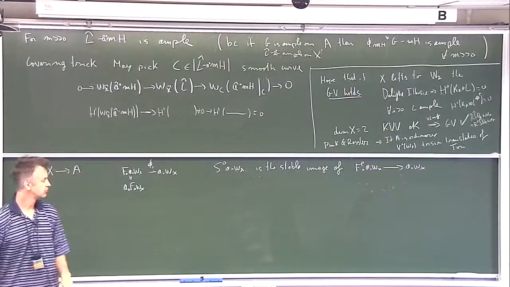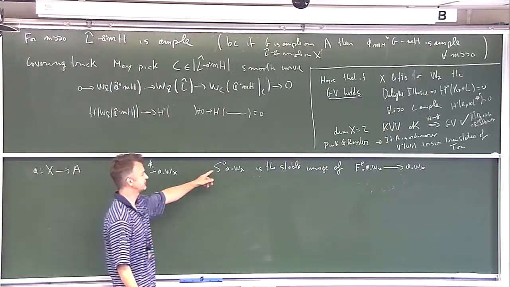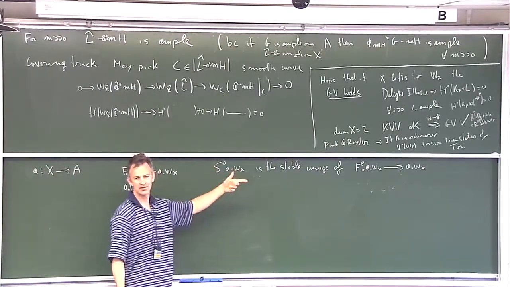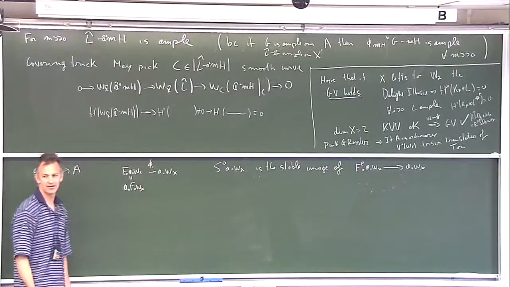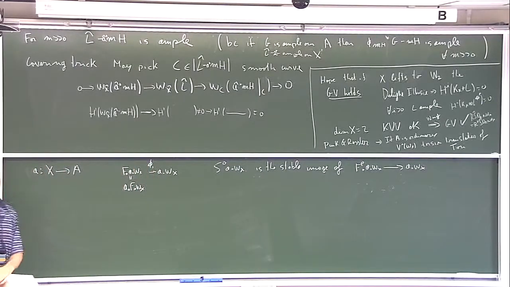So you almost feel like it should have been called an F0 because it's with respect to the Frobenius map. I'm not sure where the name S comes from. Does anybody know why it's called S0?